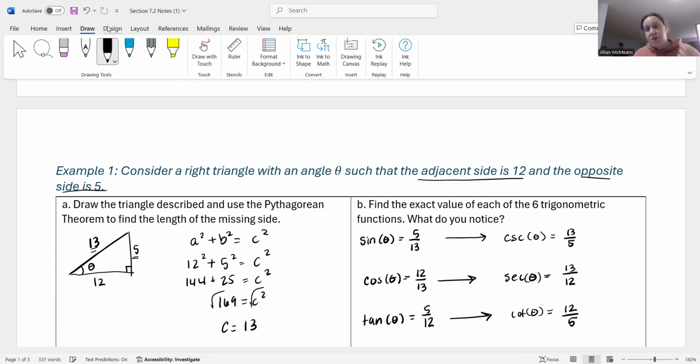So as long as you have two sides of a triangle and you know it's a right triangle and you know what theta is, or you know which angle you want to call theta, you can find all 6 of the trigonometric functions. Okay?